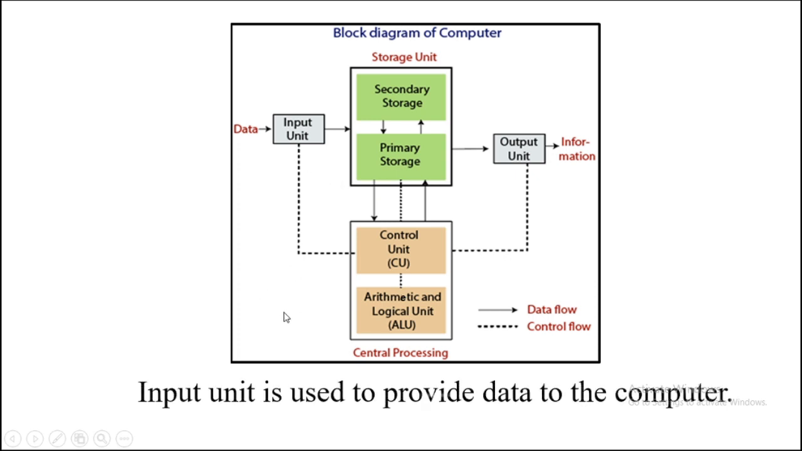So first is input unit. Input is the unit required to give the data to the computer. Computer needs to receive input in the form of data and instruction in order to solve any problem. The input unit consists of one or more input devices. Keyboard is one of the most commonly used input devices. Now that input is given to CPU.